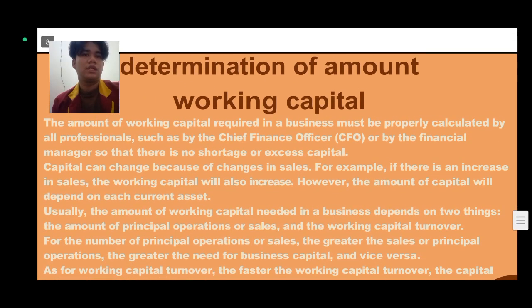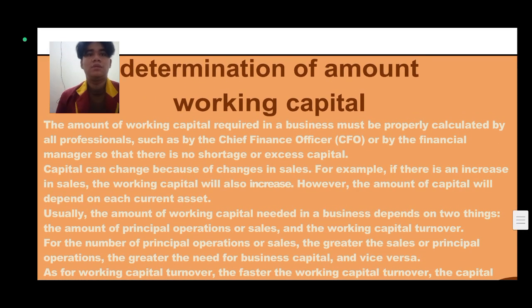Determination of the amount of working capital. The amount of working capital recorded in a business must be properly calculated by a professional, such as the chief financial officer (CFO) or the financial manager, so that there is no shortage or excess of capital. Capital can change because of changes in sales. For example, if there is an increase in sales, the working capital will also increase. However, the amount of capital will depend on each current asset.